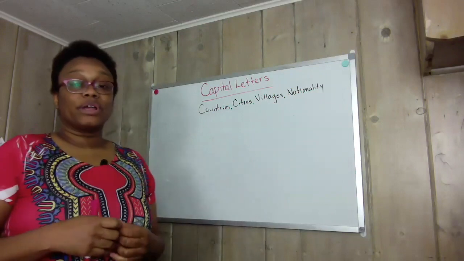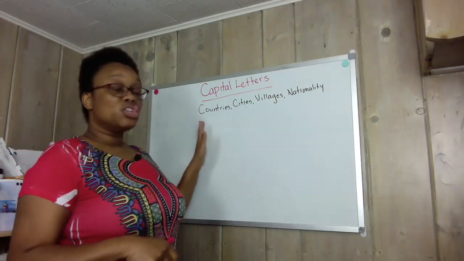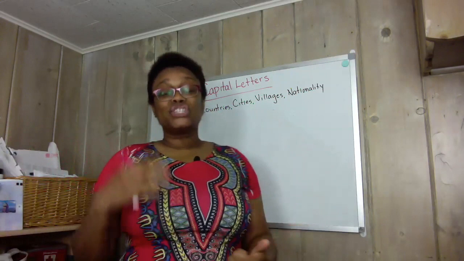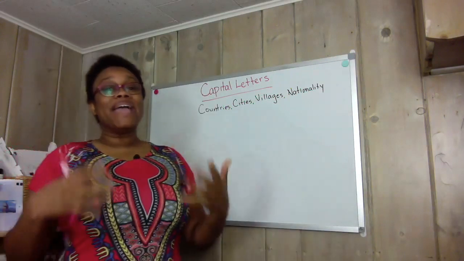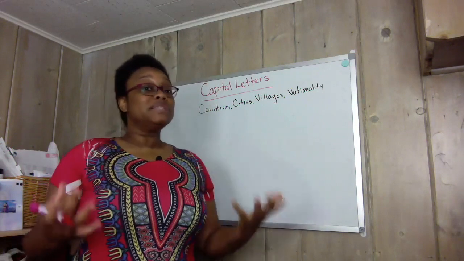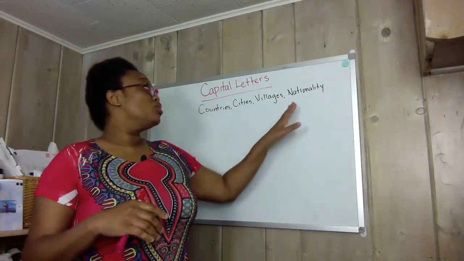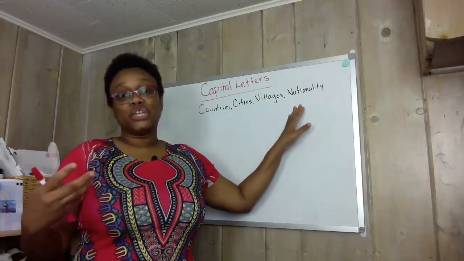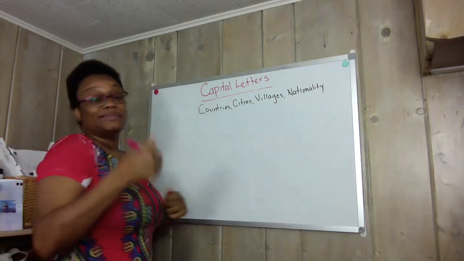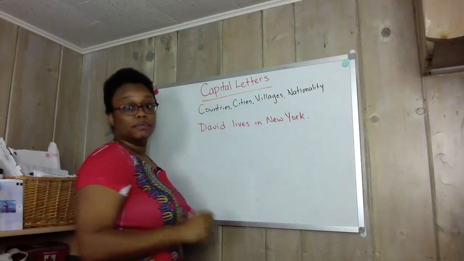The third category of words that we capitalize in the English language are countries, cities, villages, other nationality words, districts, streets, and any man-made structures as well. So the names of buildings, the names of bridges. Apart from countries, we also capitalize nationality words. So, for example, I can say that David lives in New York.